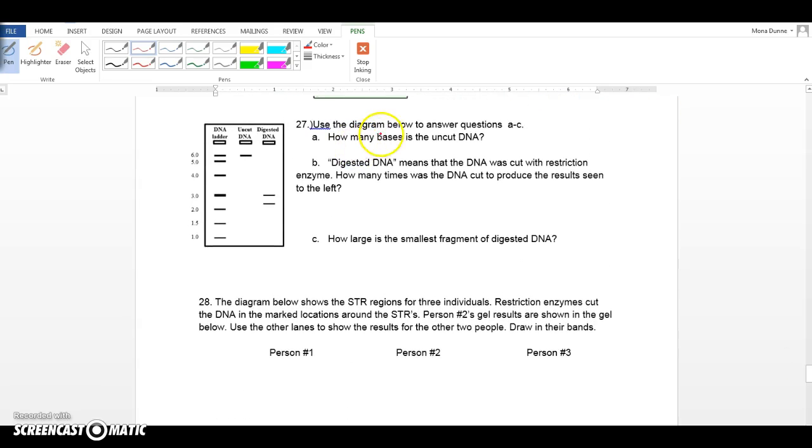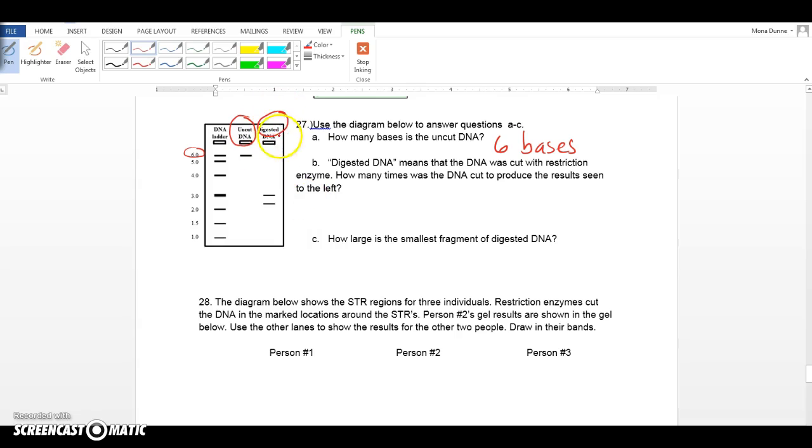Okay, let's take a look. So how many bases is the uncut DNA? So that's right here, and they tell you the size on this side. So this is probably 6 bases. All right, so digested DNA means that it was cut with restriction enzymes. How many times was the DNA cut to produce the results seen to the left?